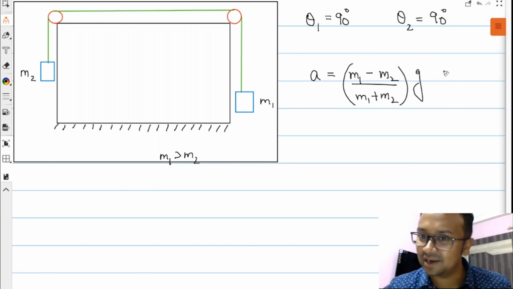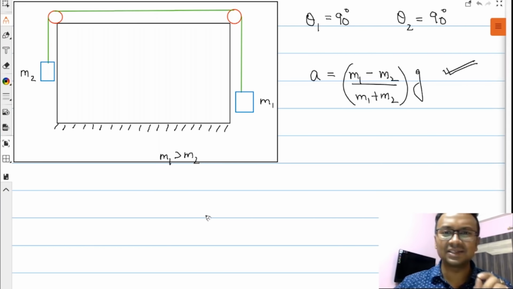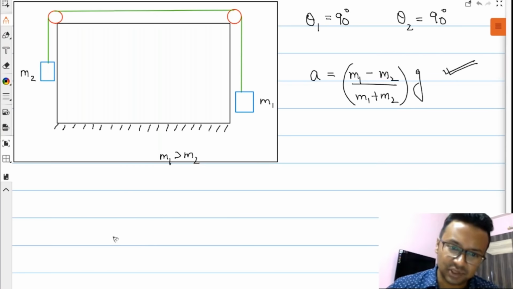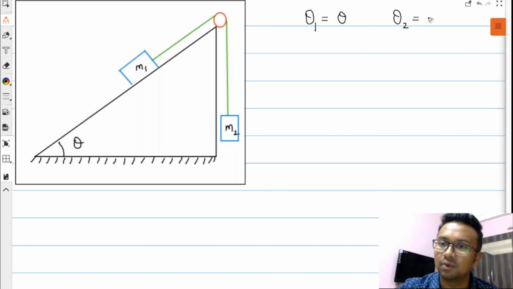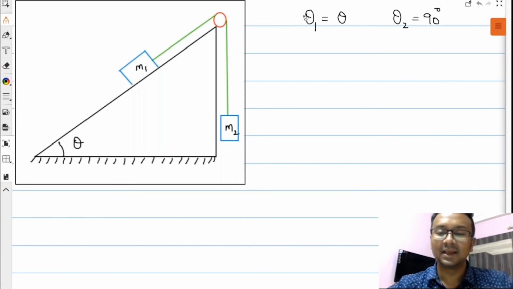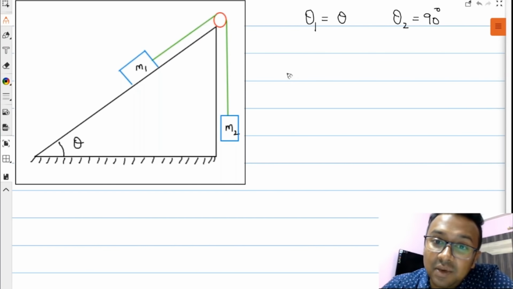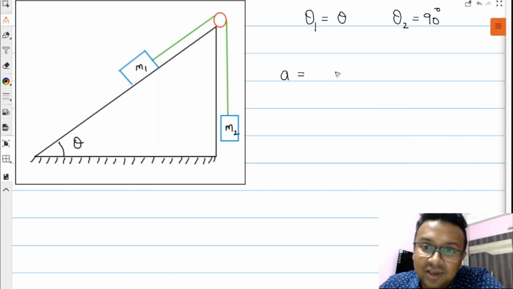The same result. Okay, and let's just look at one more, and then we can proceed ahead to the constraint motions. Okay, now here in this case, my dear students, my theta1 is theta, and theta2 is equal to 90 degrees. Clear? Then the equation for acceleration is going to be how much?